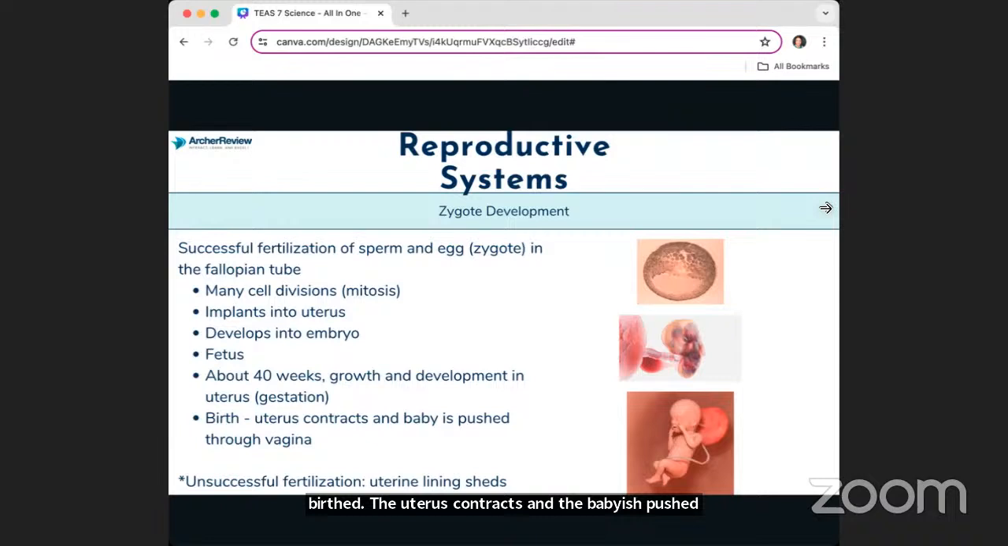And in the case that fertilization is unsuccessful, if that egg in the female is not successfully fertilized by sperm, the female body recognizes that, and it will eventually shed that entire lining of the uterus which holds that unfertilized egg, and that is part of the menstruation cycle for a female.